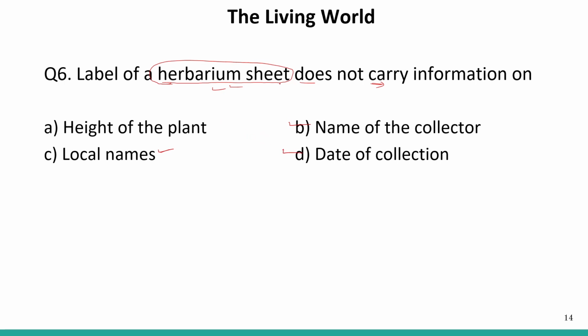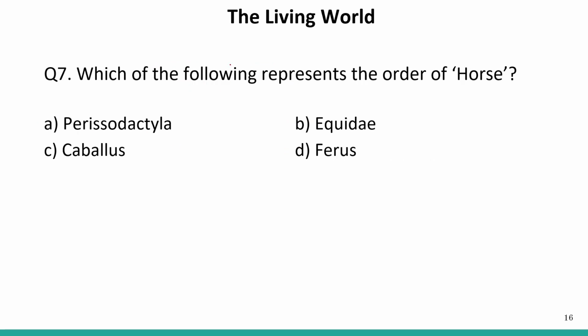Alright, so this is again a straightforward question. The answer is height of the plant. We don't mention the height of the plant when we are making a herbarium sheet. Now the next question is, which of the following represents the order of horse? This is also a straightforward question. We have to select from these options to which order the horse belongs.